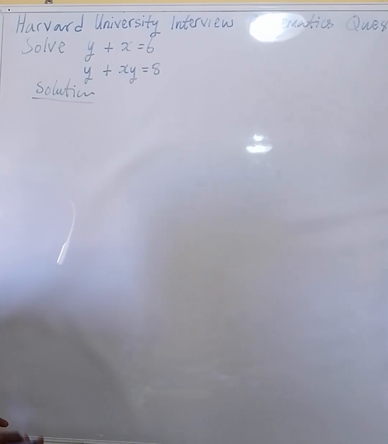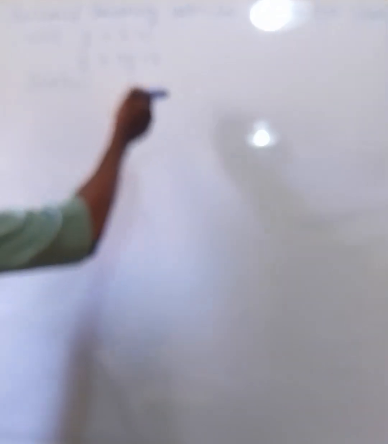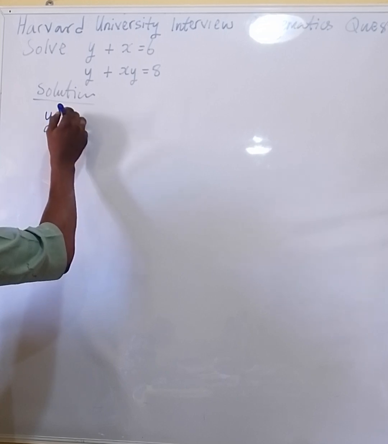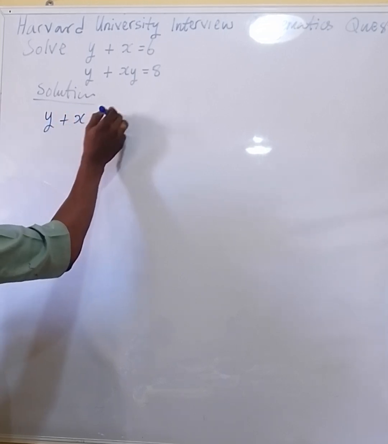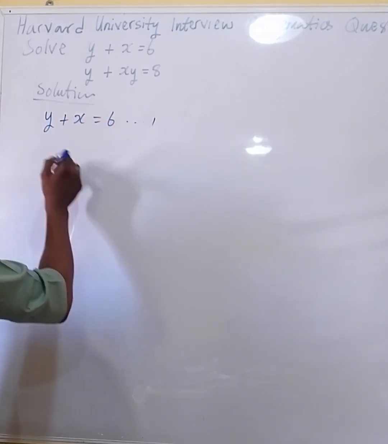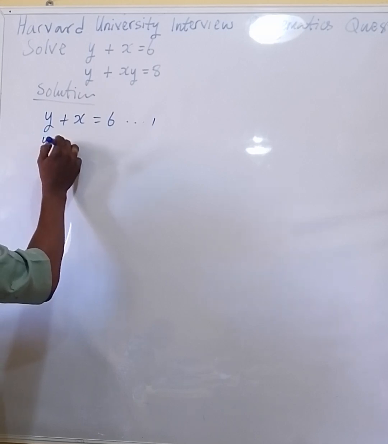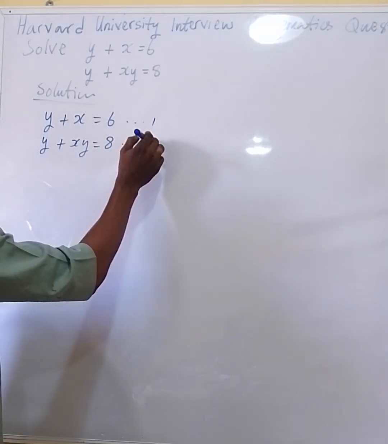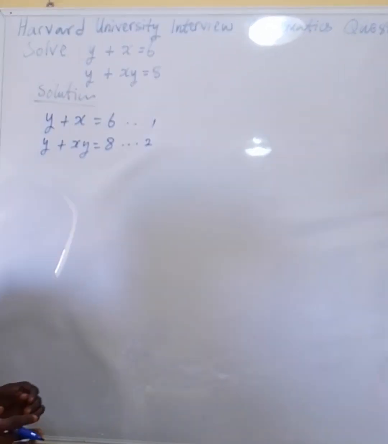Now when you have something like this, you first of all rewrite it to indicate your equation 1 and equation 2. So we have y plus x equals 6. That will serve as our equation 1. y plus xy equals 8. That's our equation 2.